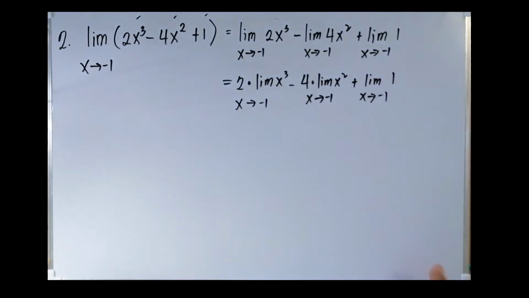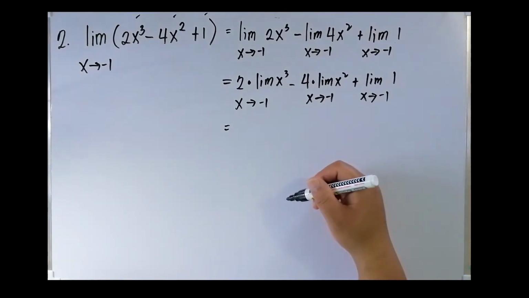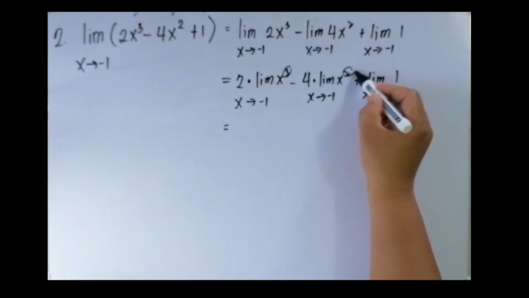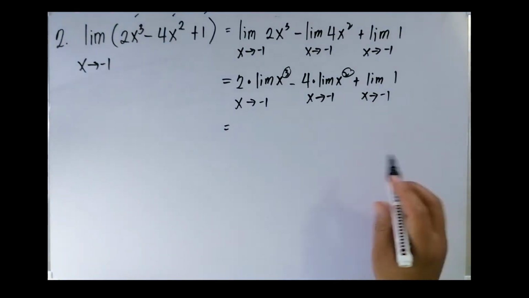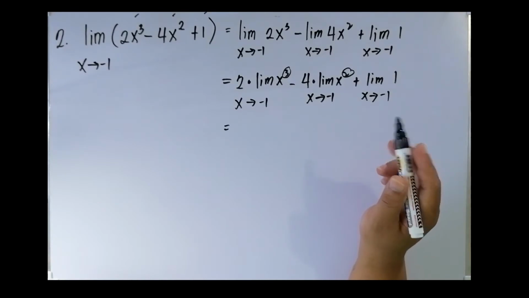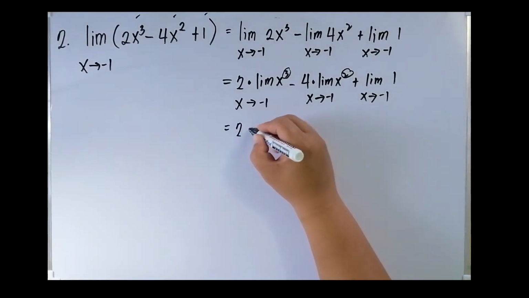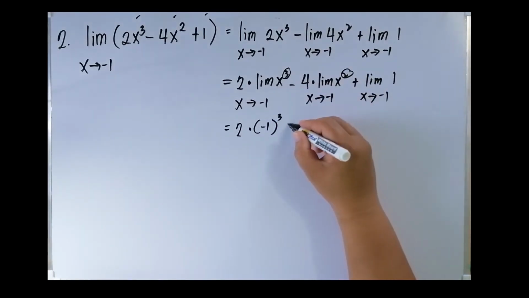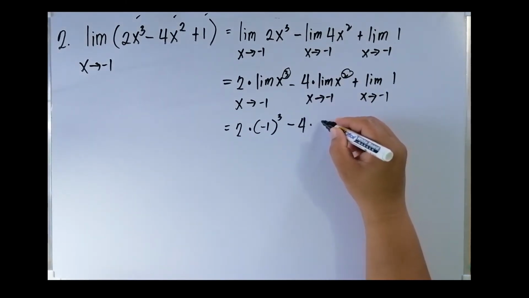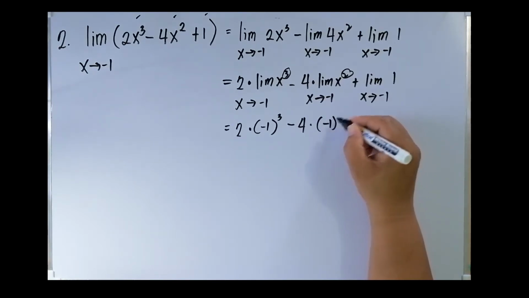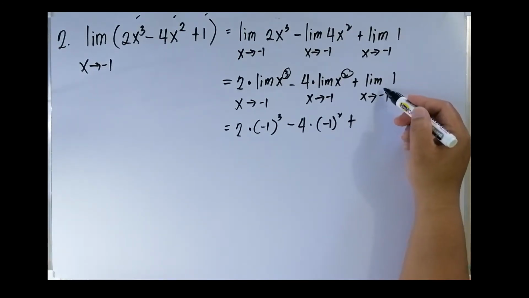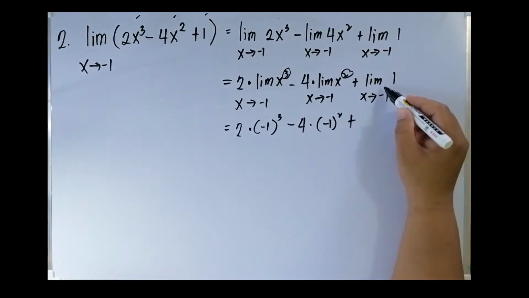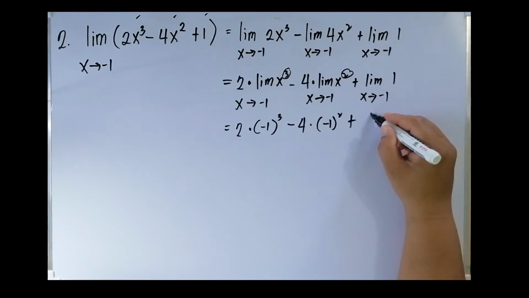So, ang next step natin ay, since meron tayong power doon sa dalawang x natin, pwede natin i-apply ang power theorem. So, we have 2 times negative 1 cubed minus 4 times negative 1 squared plus the limit of 1 as x approaches negative 1 is, of course, this is the limit of a constant. So, we have 1.